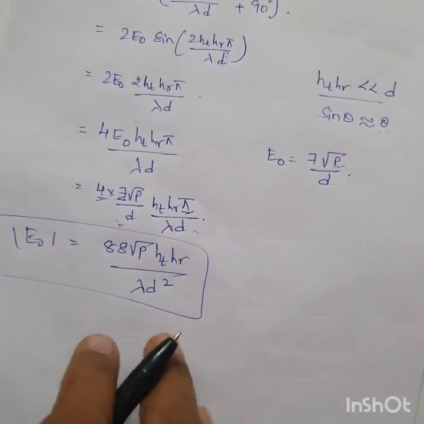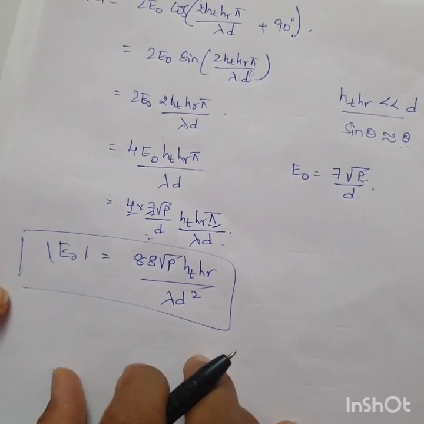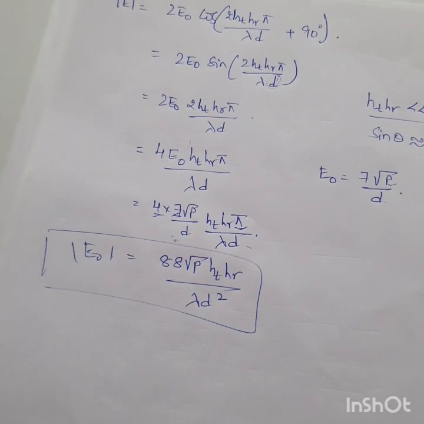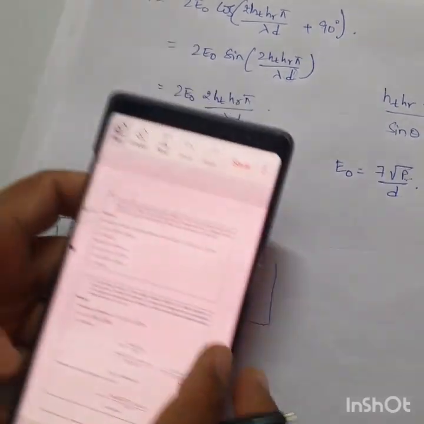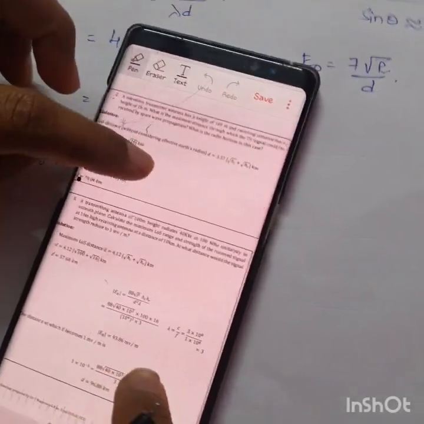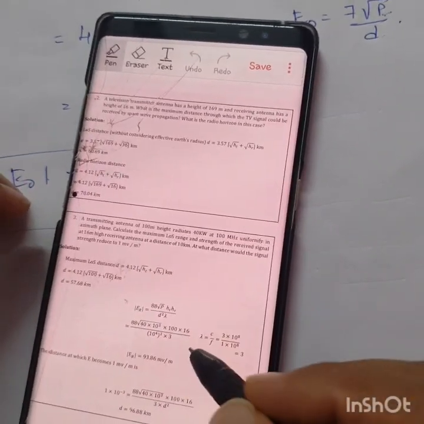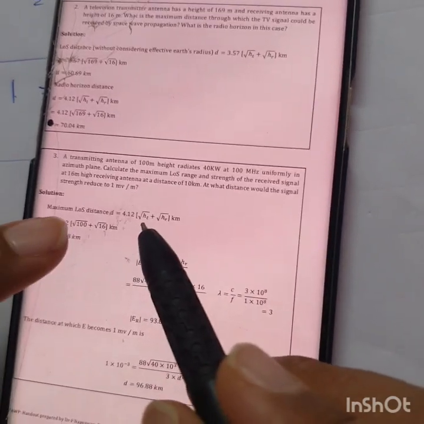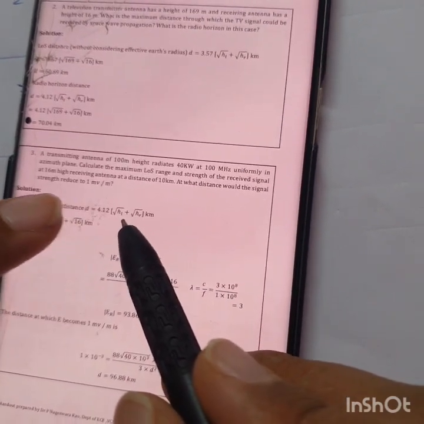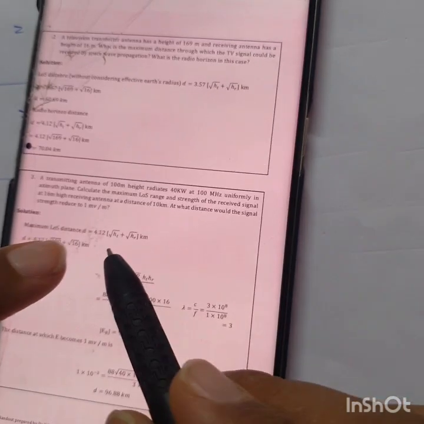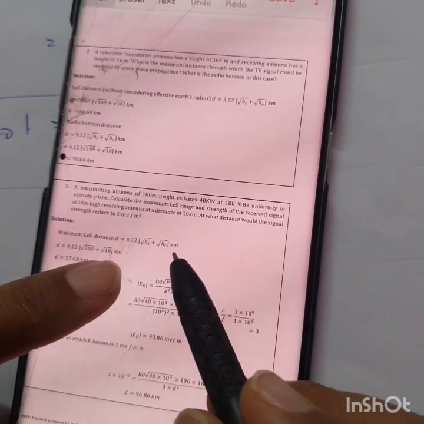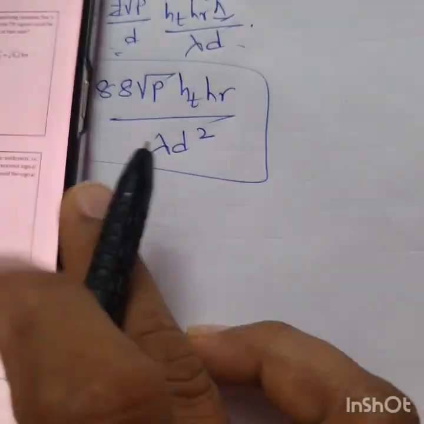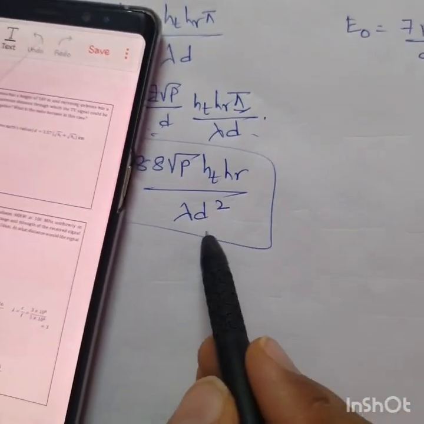Based on this we have a problem. Let me show you that problem also. This is a 5 marks problem which I have given in the CAT exam. This problem involves the LOS distance formula, which we have covered in the previous video, which is nothing but 4.12 into under root of ht plus under root of hr, and the electric field expression, which is nothing but 88 under root P ht hr by lambda d square.